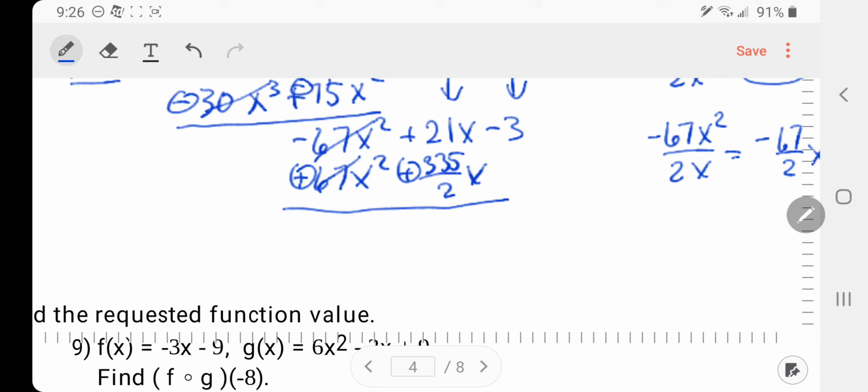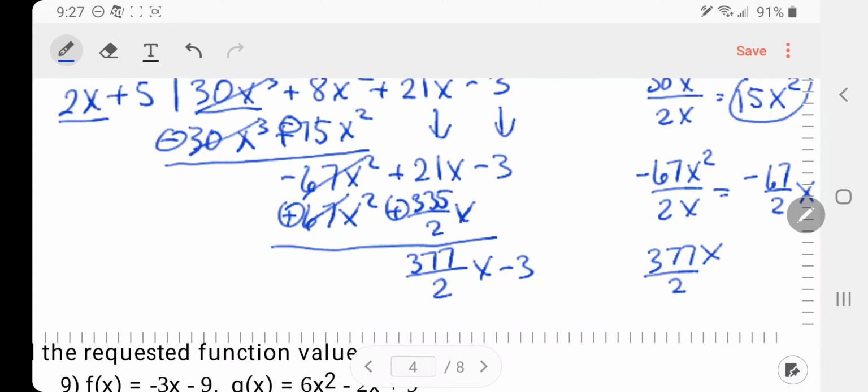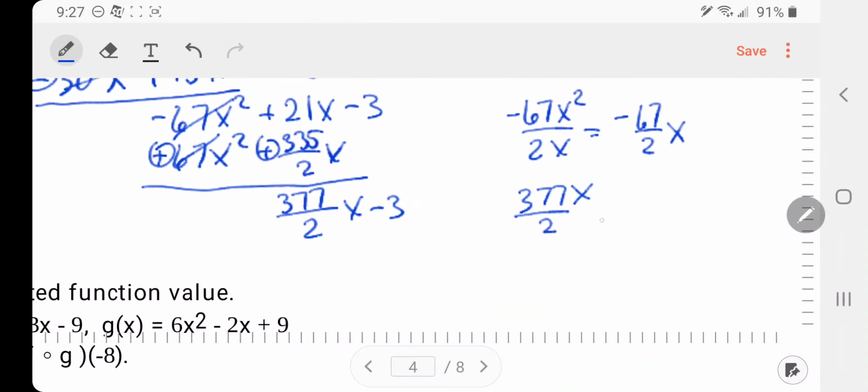We're going to have 21 plus 335 over 2. And that's going to give us 377 over 2x, and the minus 3 comes down. And we're going to rinse and repeat one more time. 377 over 2x, and that's going to have to be divided by 2x.